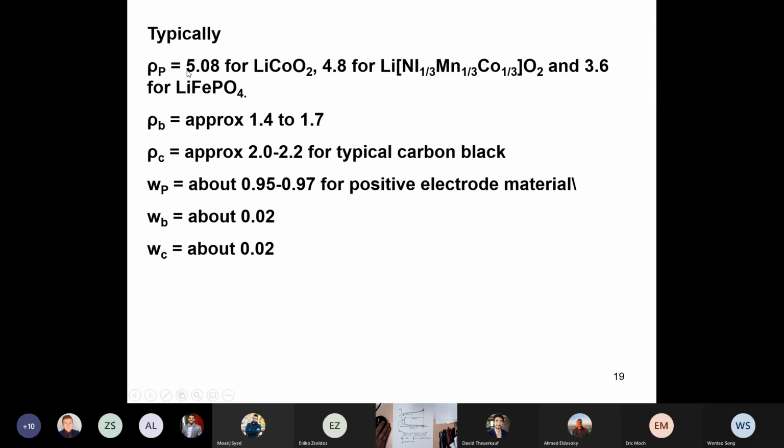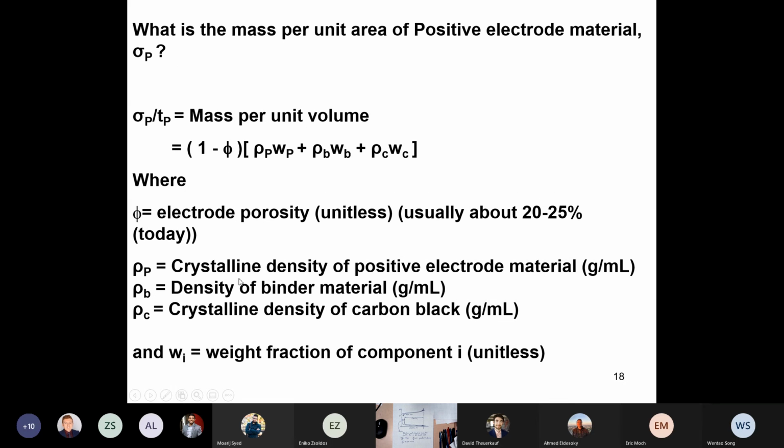So typically these numbers, densities for lithium cobalt oxide, you should have worked that out in homework 1. If you didn't get 5.08, you did it wrong, and so on. The density of the binder is given, the density of the carbon is given, the weight fraction of the positive is between 95 and 97%, weight fraction of binder, weight fraction of carbon. So all these numbers that you need in this expression are known.